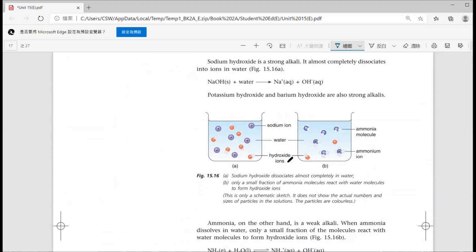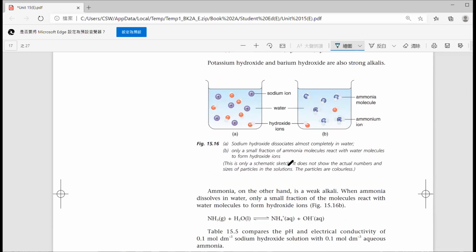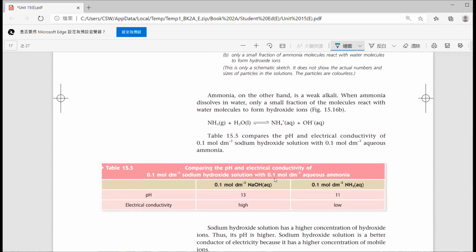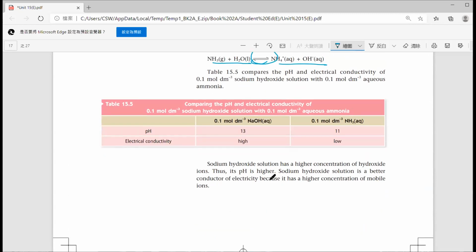So for alkaline dissolving in water, it dissociates fully to form sodium ion and hydroxide. But for ammonia molecules, now you see that, right? A reversible sign to form hydroxide and ammonium ions. How does it affect in bulk? For pH, the strong alkaline has a higher pH. Why? Higher concentration of hydroxide ion, right?